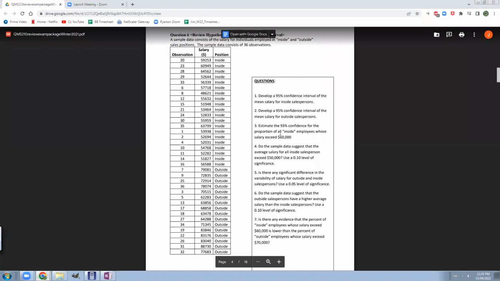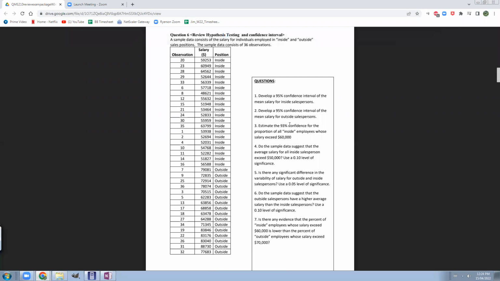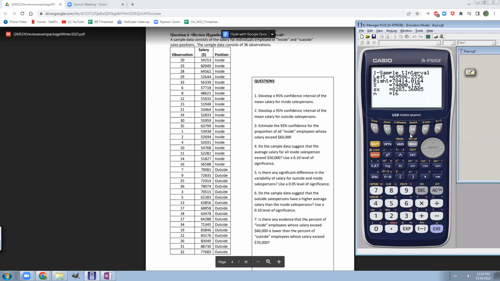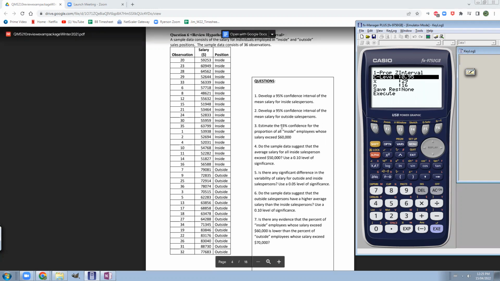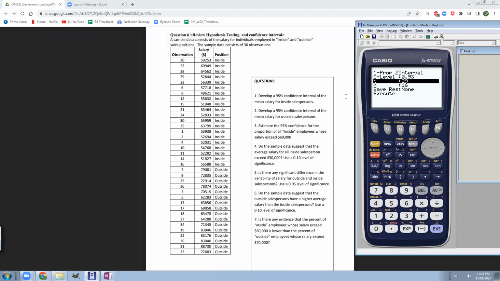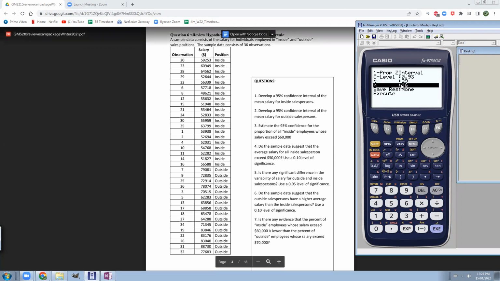Now for part 3, estimate the 93% confidence interval for the proportion of all inside employees whose salary exceeds 60,000. So this is a proportions question. So we're going to do on the calculator interval Z 1P. And the confidence level is 93%, so 0.93. Then we need X and N. Well, N is 20 because there are 20 inside people.